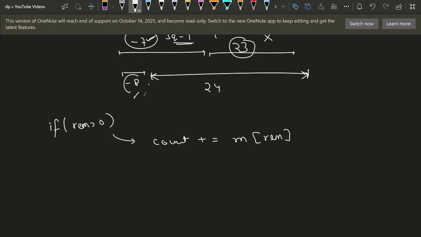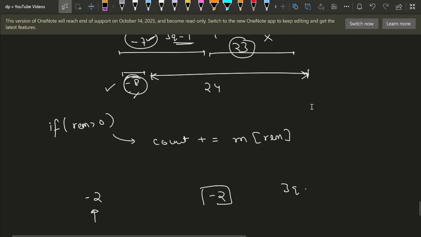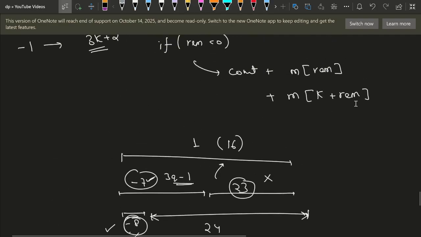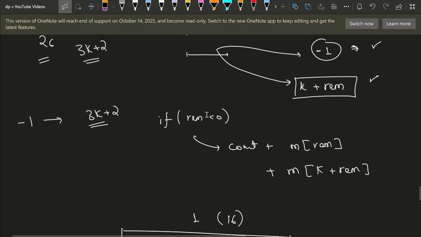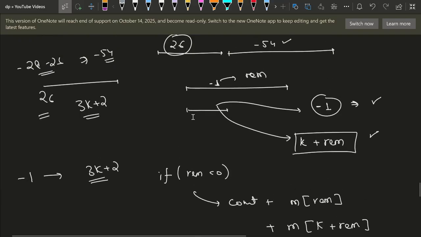So this is minus 2, right? How do you express minus 2? What technique did I use for this? k plus rem. So 3 plus remainder, where the remainder was minus 1. So if the remainder is negative, you could do k plus rem.